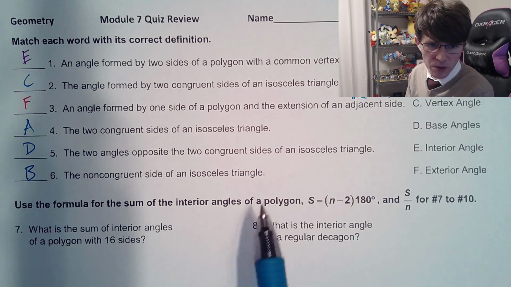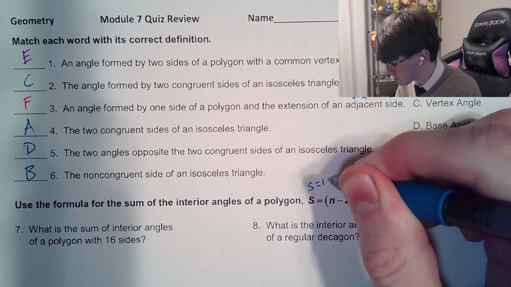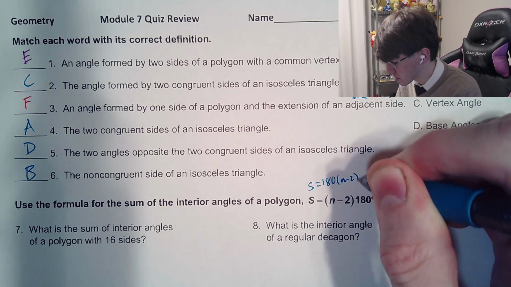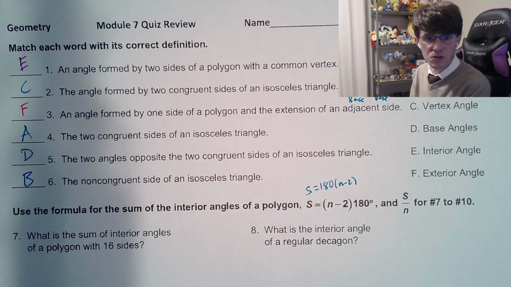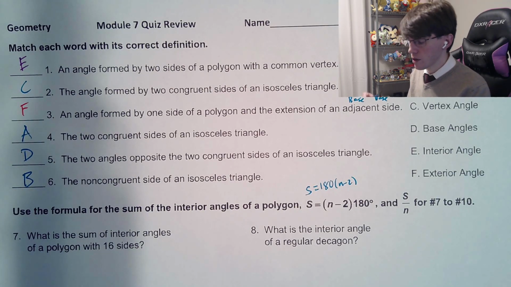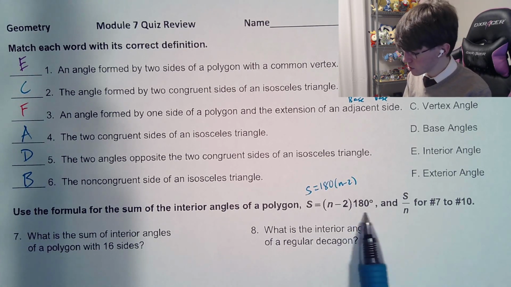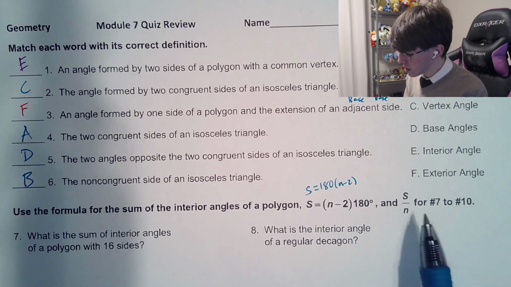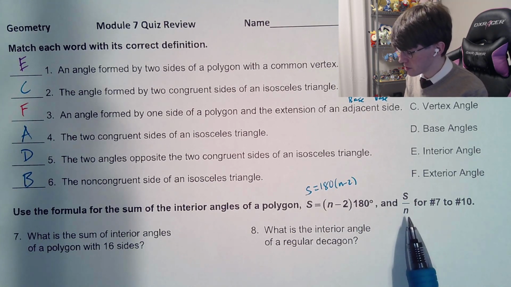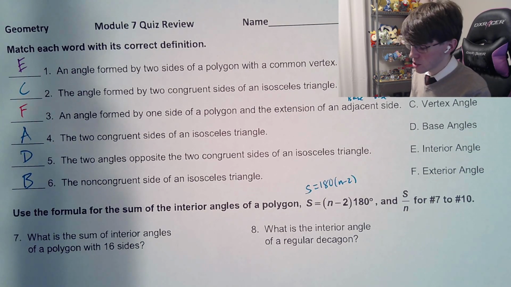So they do give you these formulas here. I wrote them slightly differently in class. When I did it in class, I wrote them like this, where I did 180 multiplied by n minus 2. It's exactly the same thing. You're just using the commutative property, where you can switch the two around and get the same thing. And S over n stands for the overall sum divided by n. For 7 to 10, they're talking about those exteriors. Let's just see how we do the problem.